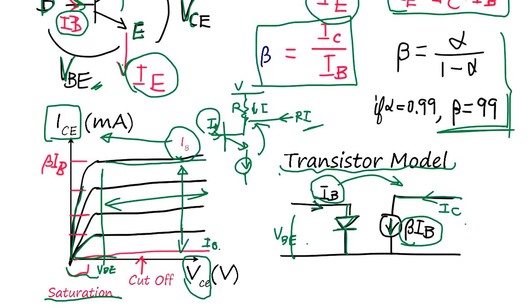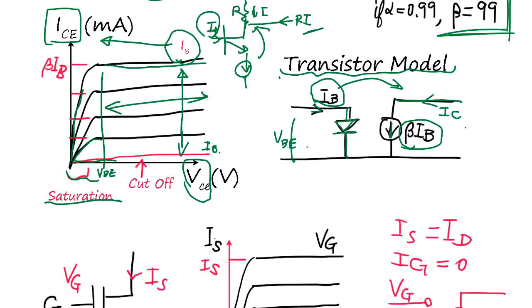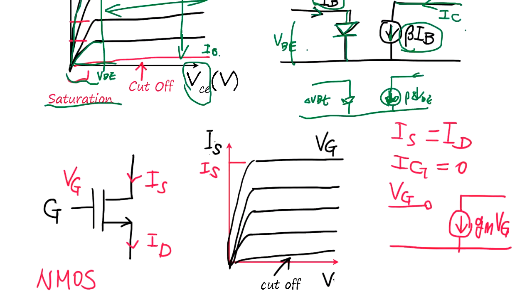Okay, and the alternating current is going to be like this model. It's going to be beta times delta IB. Sorry, this is current, not the voltage. Okay, so that's a bipolar transistor model.